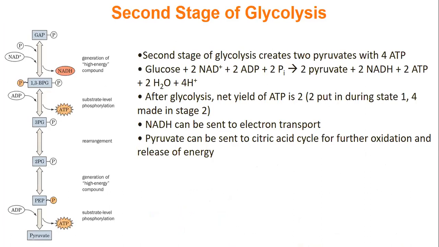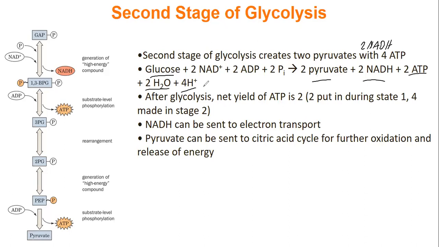And we're done with glycolysis, the second stage. We created 2 pyruvates, 4 ATPs, and I should also say 2 NADHs, because although they're not energy yet, as long as you breathe oxygen, they will be energy. So glucose goes in. What we create: 2 pyruvate, 2 NADHs, 2 ATPs, 2 water molecules, and 4 acid molecules.